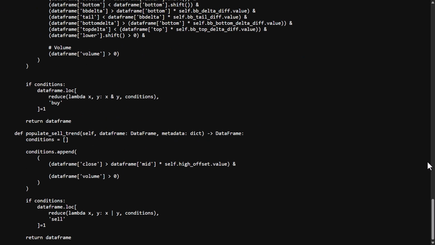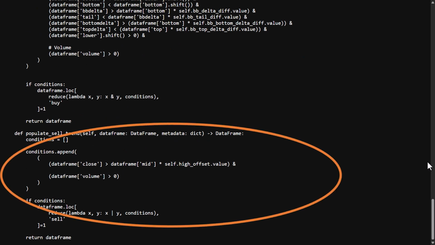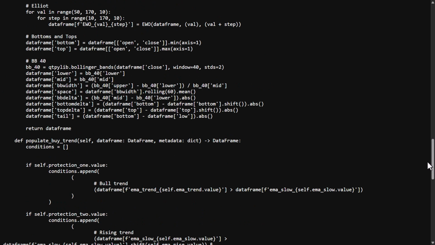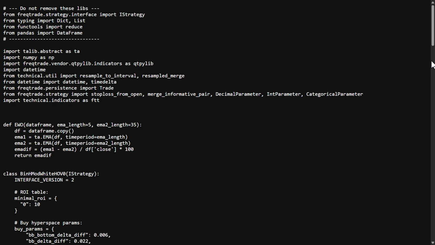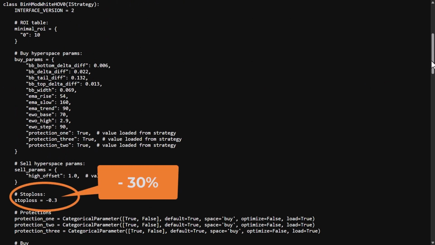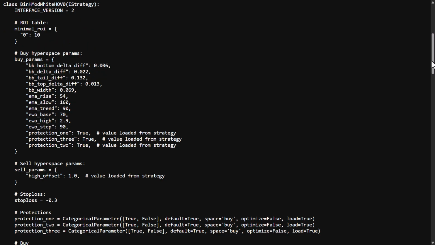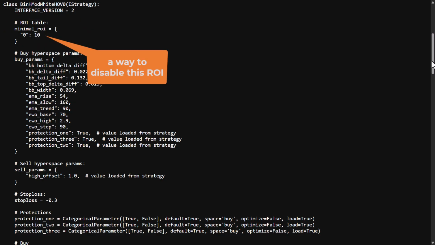The exit is simple too. The strategy sells when the price closes above the Bollinger Band midline, multiplied by a small offset. And the volume must be positive. The strategy also has a hard stop loss at minus 30% and a minimal ROI setting of 1000%. By using this percentage, the ROI is effectively disabled.